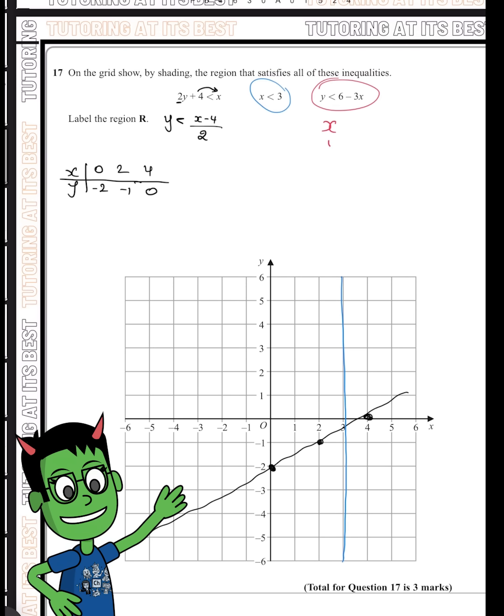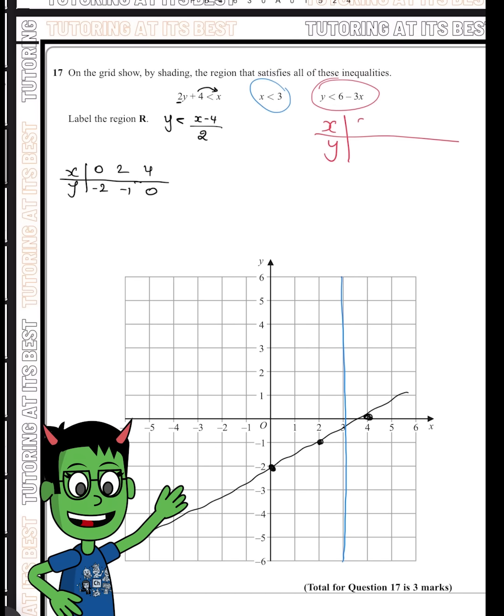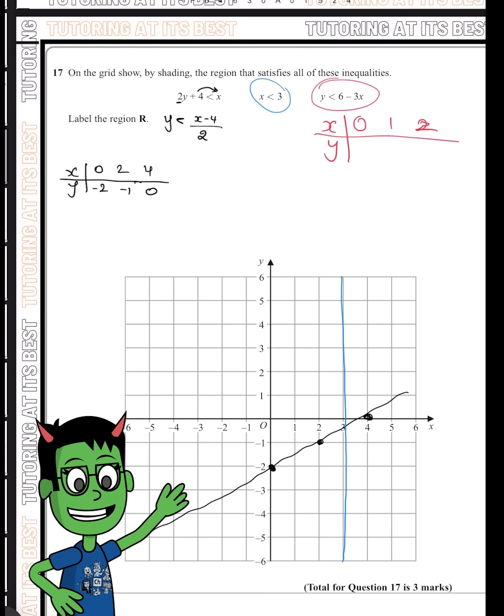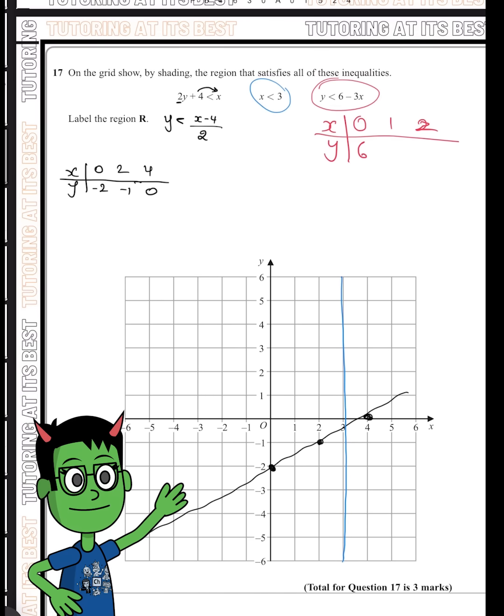Okay, marvelous. And then for the final one, which is y is less than 6 minus 3x, we'll go ahead and do the same thing as x and y. And this time, we'll go ahead and start with our x value being 0, 1, and 2. And then we'll substitute that in: 6 minus 3 times 0 will just be 6, 6 minus 3 times 1 is 3, and 6 minus 3 times 2 is 0.